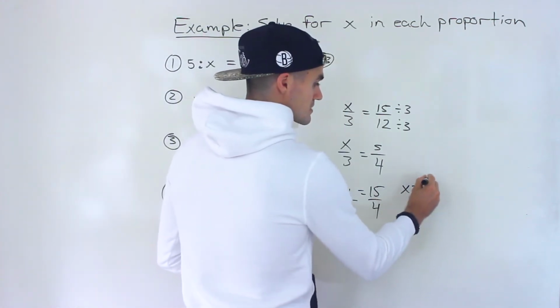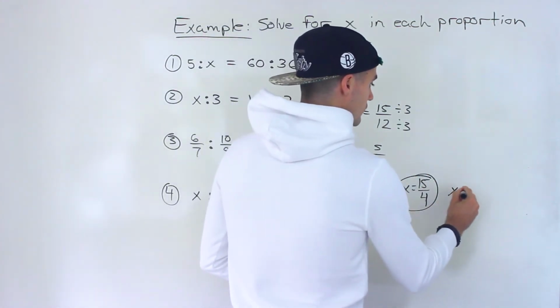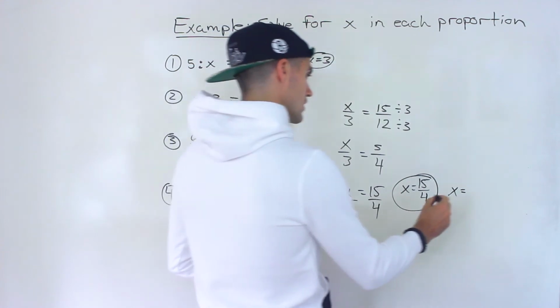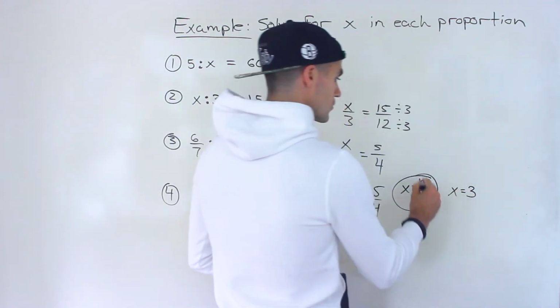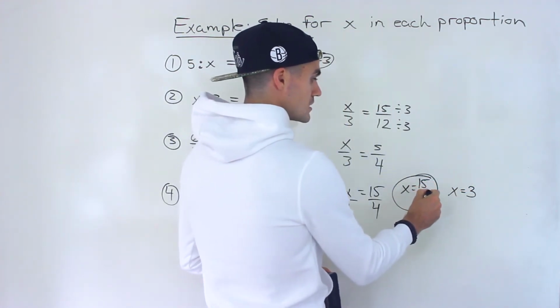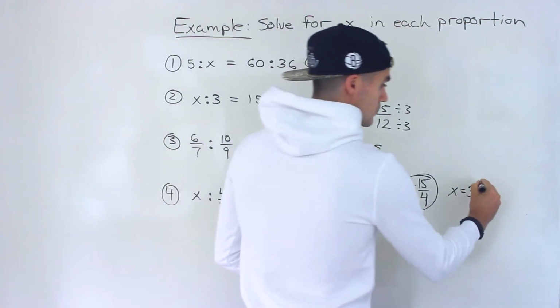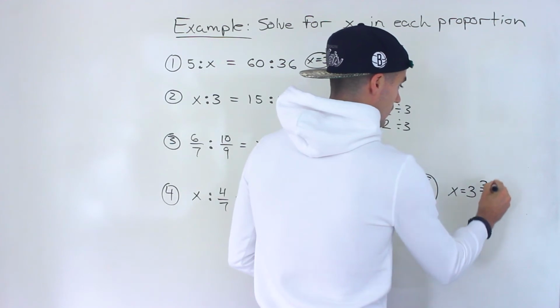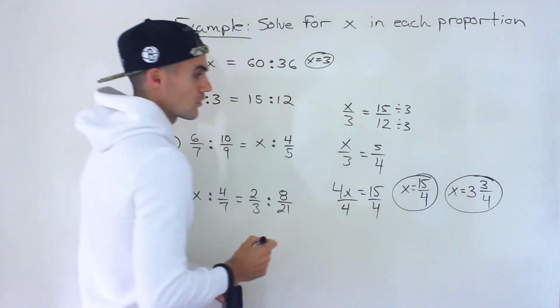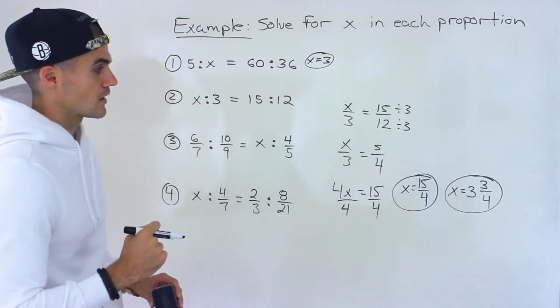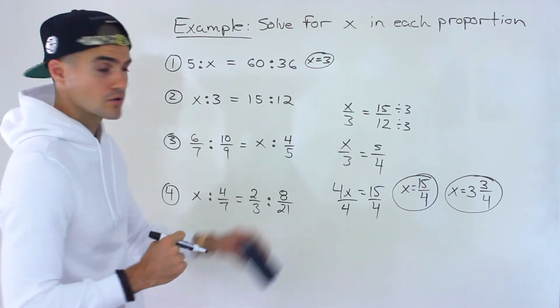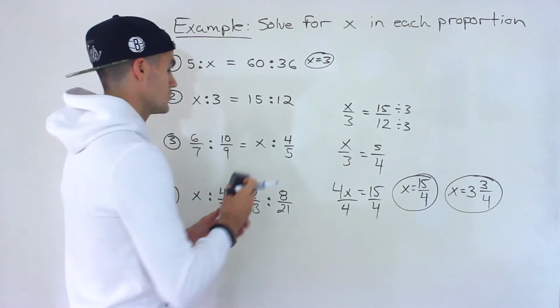15 over 4 doesn't simplify any further, and if you want to have that maybe as a mixed fraction, it would be 3. 4 goes into 15 3 times. 4 times 3 is 12. 15 minus 12 is 3. There's a remainder of 3 there. So 3 3/4 is another way to write it. Right? So either of those is the answer to number 2.